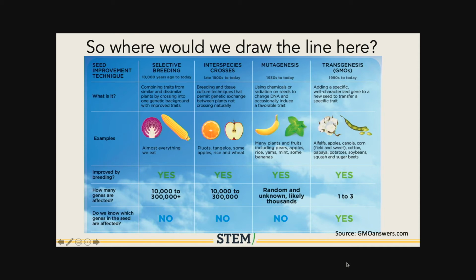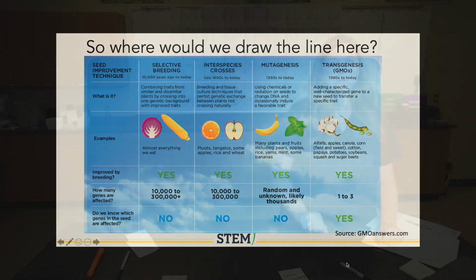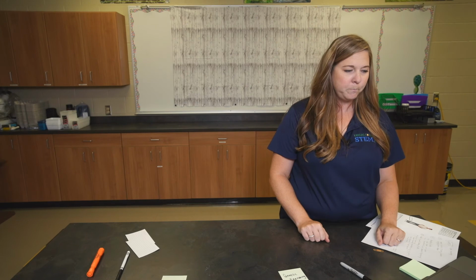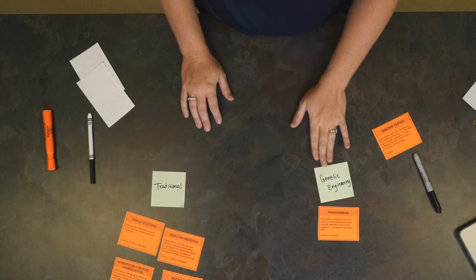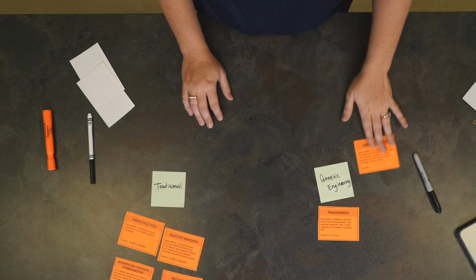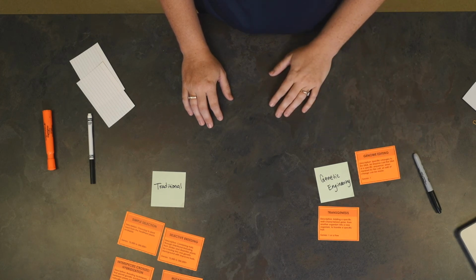Mutagenesis, that's random, unknown, probably thousands. Transgenesis, there we go, 1 to 3. So that's going to be our genetically modified. Now, only transgenesis, as we look through this, from that example, was an example of a genetically engineered organism. We'll talk more about genome editing a little bit later.